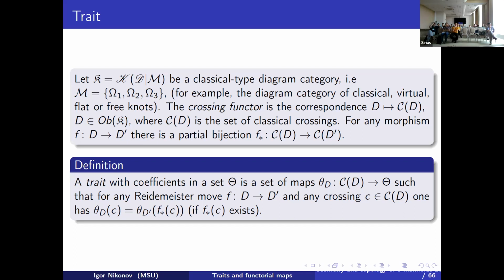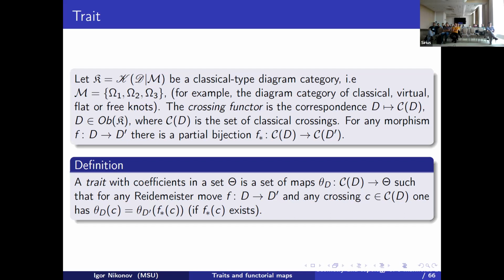So formally, it can be described as follows. If we have a classical knot theory, classical type, that is a theory with Reidemeister moves, classical Reidemeister moves, we can assign to each diagram the set of its crossings, and the trait is a map from crossings to some set, theta, such that the corresponding crossing before and after a Reidemeister move must have the same value of this trait. So this is a characteristic of a crossing which doesn't change.